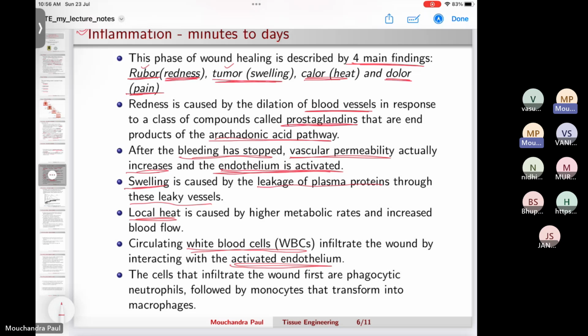The cells that infiltrate the wound first are the phagocytic neutrophils, followed by monocytes that transform into macrophages. Usually in the body, macrophages are not present. It is the monocytes that are present. Monocytes get transformed, or you can say differentiated, into activated macrophages. The neutrophils and the macrophages have the capability to phagocytose any foreign material and neutralize its effect. So these cells also come into the wound site along with the white blood cells.